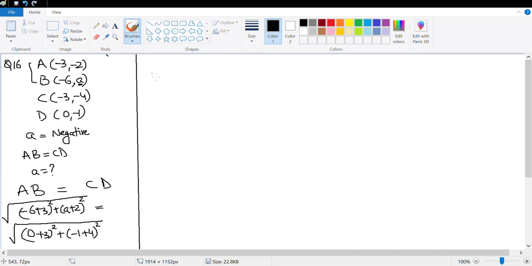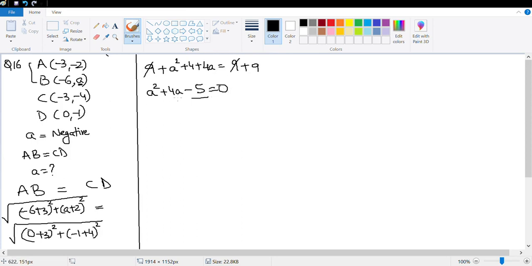Squaring both sides, what I get is negative 6 plus 3, that's 3. 3 square is equal to 9. Plus A plus 2 whole square will be A square plus 4 plus 4A. This is my left hand side, and the right hand side is 3 square, which is equal to 9, and this is negative 1 plus 4, that's 3 square, again equal to 9. So this 9 and this 9 get cancelled. What I have is A square plus 4A plus 4 minus 9, which means minus 5, is equal to 0.